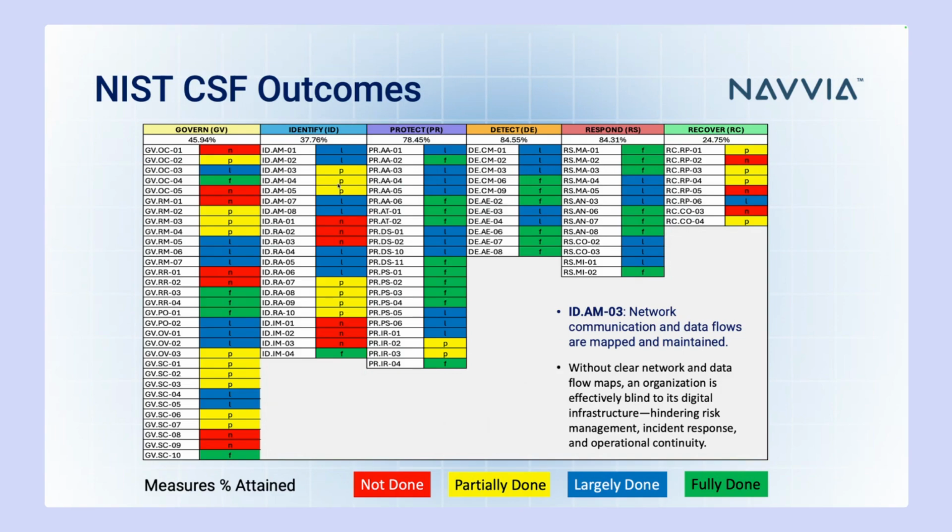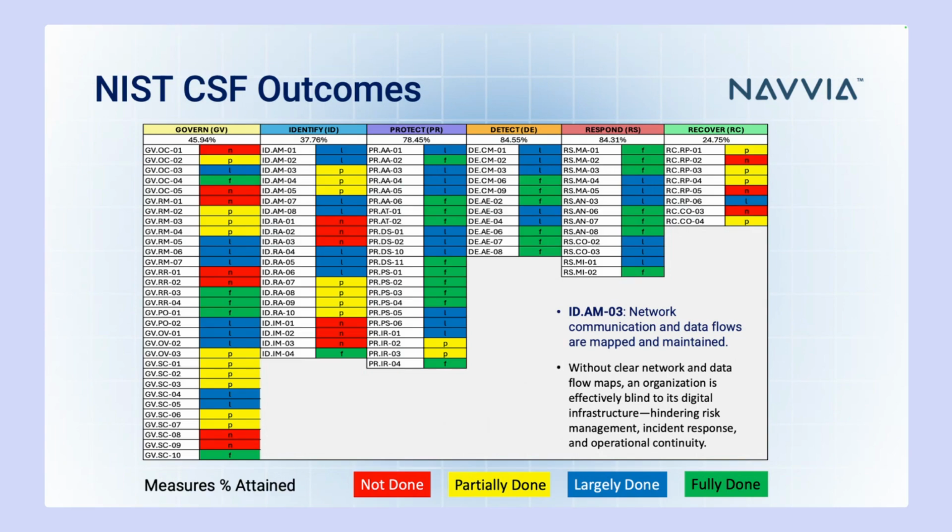And how do I put continuity in place if I haven't gone through all of the steps of assessing the potential risks and putting the right treatments in place to address those risks? So again, you can see a direct correlation here between IDAM03 and how it actually affects your organization. So you can look at the NIST outcomes. So that's somebody asking those questions like, show me your data flow maps.